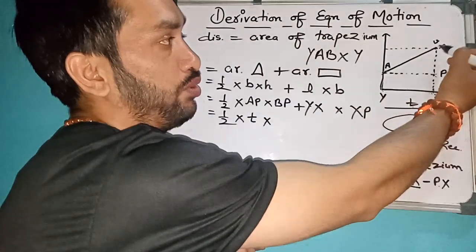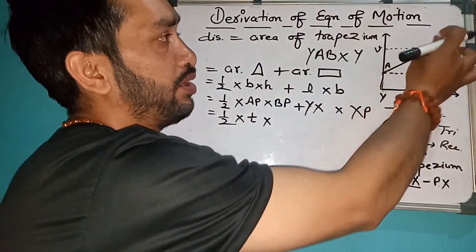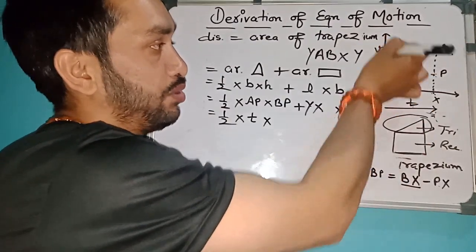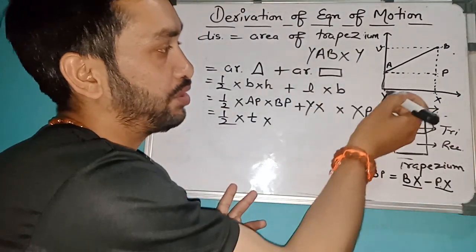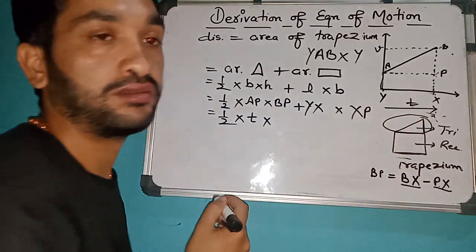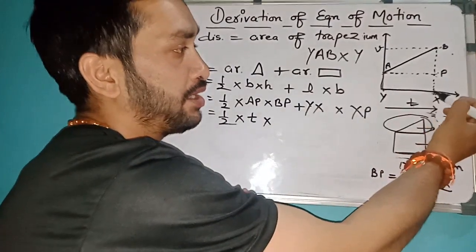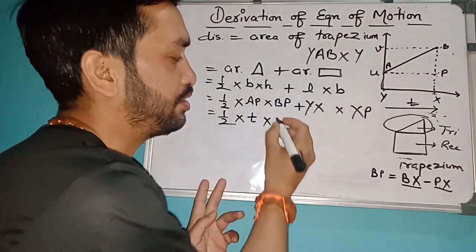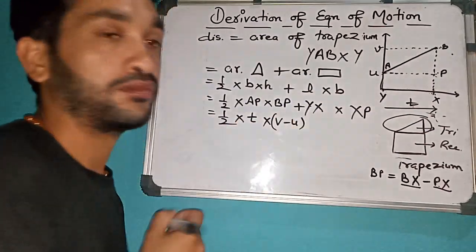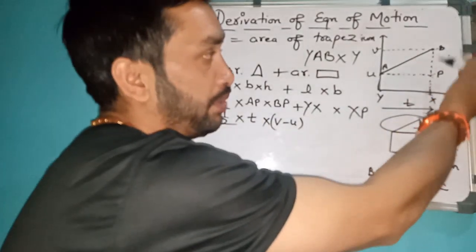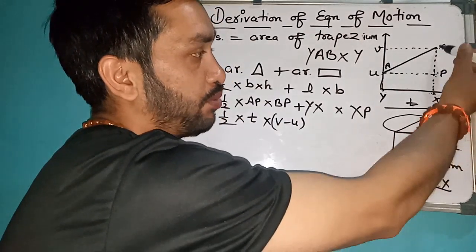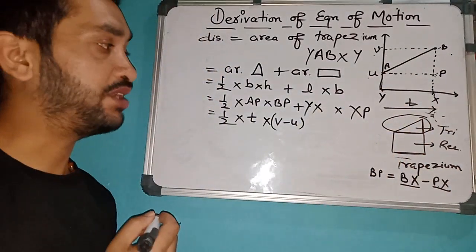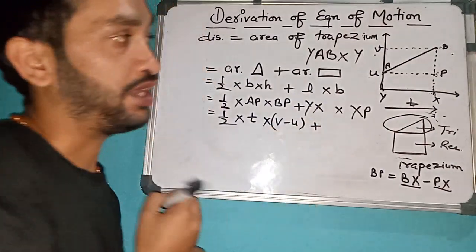How do you get to know? I told you that you can write V here or you can write V here also. If you're writing it here, this is the V. Your BX is equal to V. And what is your next part? PX. What is PX? PX is equal to AY, and this is equal to U, the initial velocity. So what you're getting from here is V minus U. Again, look at it. If you want to get BP, you have to deduct this part PX from BX. BX in itself is V and PX in itself is U. So what will I get? V minus U.